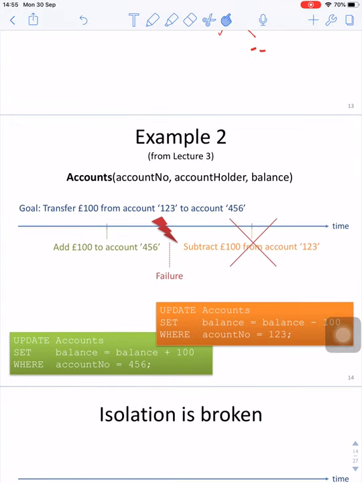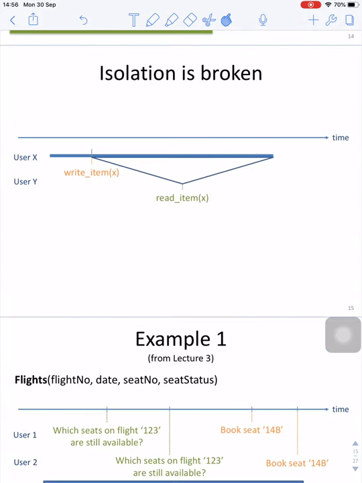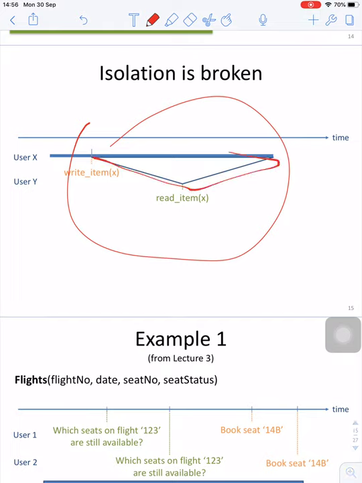Example 2 is to transfer £1,000 from account 123 to account 456. You can see that this one happened but this one did not happen, so atomicity is broken. And isolation being broken is very simple: as long as you see this triangle, you can see it is broken.